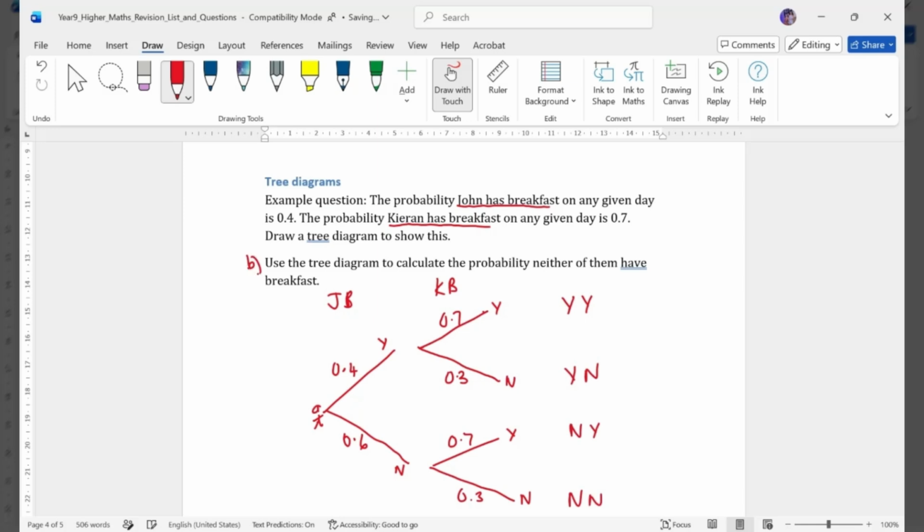Okay? And then part B here is, okay, now use the tree diagram to calculate the probability neither of them have breakfast. That is the option I am looking for. Neither of them have breakfast. Imagine, please, an imaginary times line here. Whenever we're doing probabilities, a combination of probabilities would need to be timesed together. So 0.6 times 0.3 is 0.18.